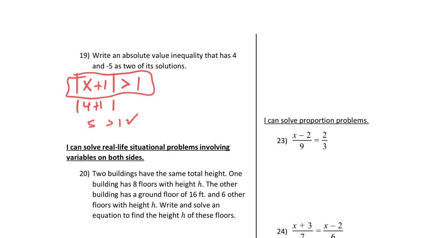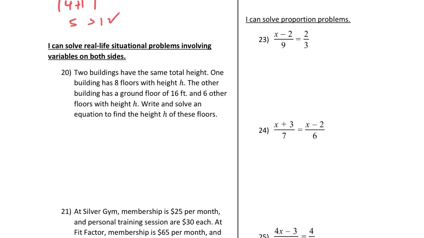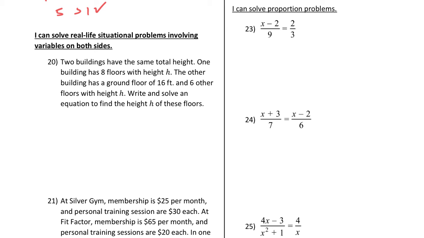Oops. I meant to move this up. Two buildings have the same total height. One building has 8 floors, each with a height h. Okay, so that's 8h. That is 8 times h.